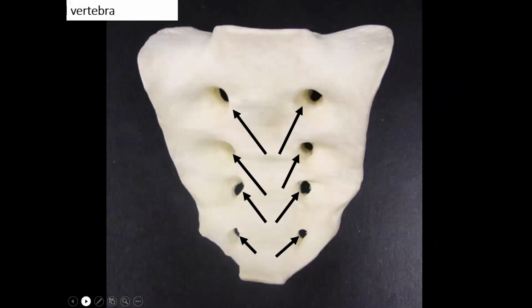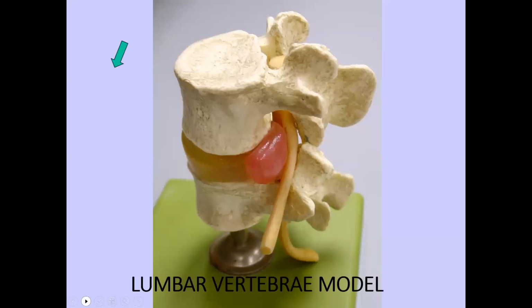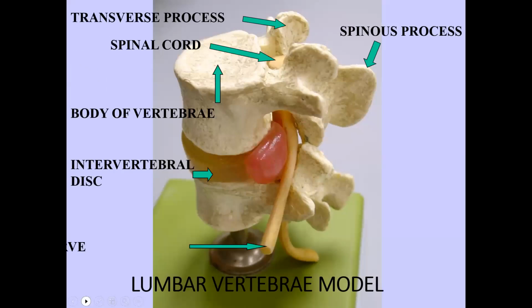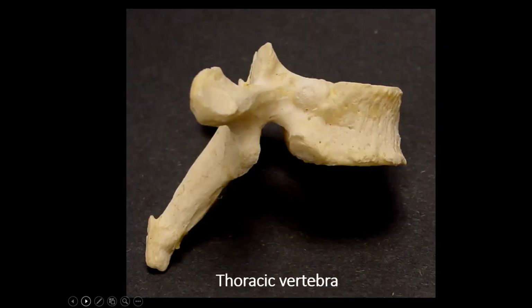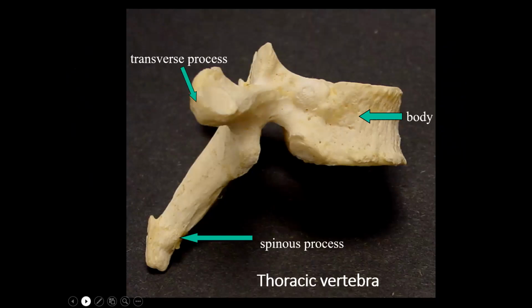Back up to the picture. Transverse. So here we are. Body, transverse, spinous. The superior articular surface is matched by the inferior surface of the vertebrae in front of it. That's the superior articular surface. The inferior articular surface of the vertebrae in front of it nests on top here and creates the intervertebral foramen right here.